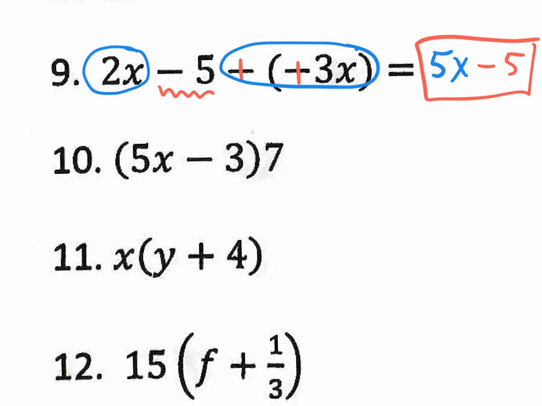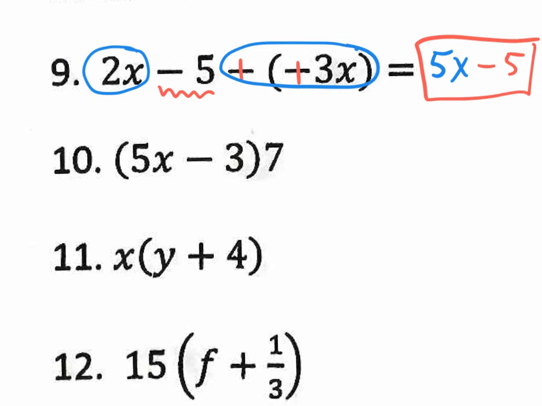Because we can't really combine the 5x minus 5, we're done. That's as far as we could go. That's what we call simplified, right? Sometimes, I think there was a question on the homework last night where you couldn't do anything. It was already simplified. Number 10.